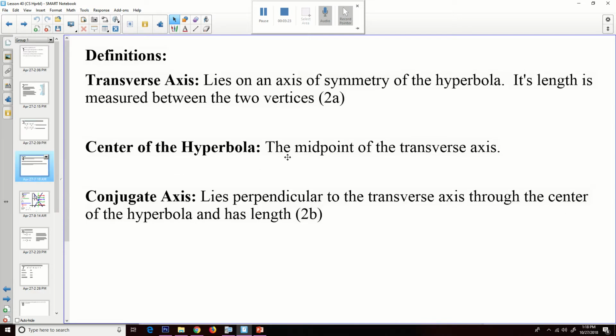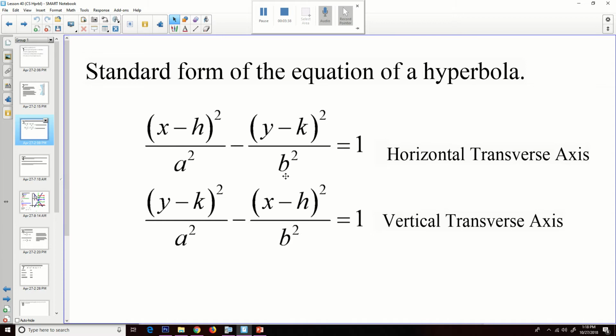The center of the hyperbola is the midpoint of the transverse axis, and the conjugate axis lies perpendicular to the transverse axis along the center of the hyperbola and has a length of 2b. And again, this 2b is this b right here, that b value there.